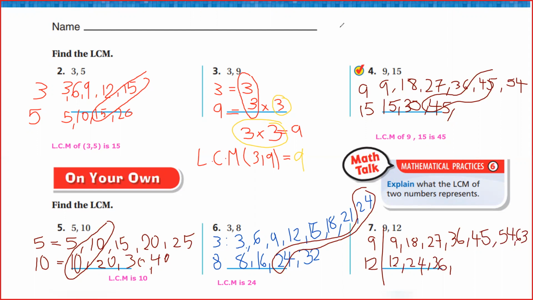12 times 4, 48, and so on. Now, what is the least common multiple here? 36, bravo. So here now, the least common multiple is 36.